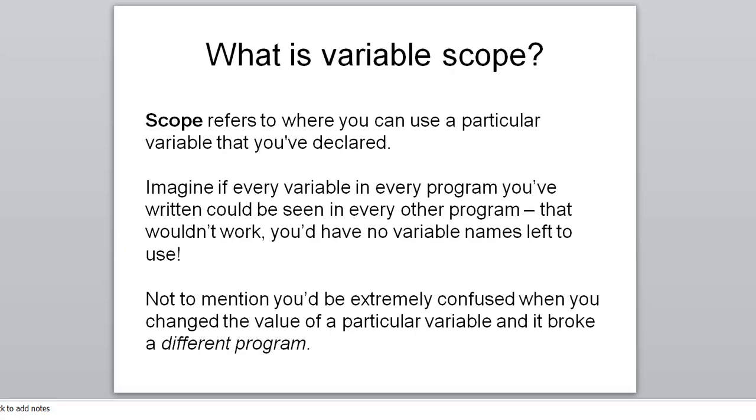Scope is a vocabulary word that likely will show up on tests. It refers to where you can use a particular variable. You might think of it as the visibility of your variable or the lifespan of your variable, but whenever you declare a variable and give it a name, that variable can only be seen by your program in certain parts of your program, and that's what we mean by scope.